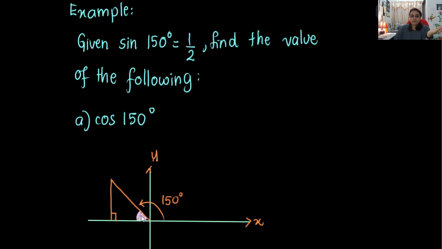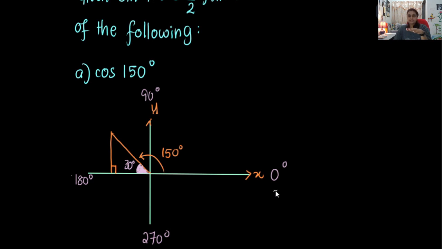What is the value here? This should be 30 degree. How do I know 30? Because the whole straight line is 180, right? So 150 plus 30, I get 180. The whole thing is 180. Here is 90, started from 0. Make sure you know all these. This is the basic first. Then from here, we want to find cos 150.